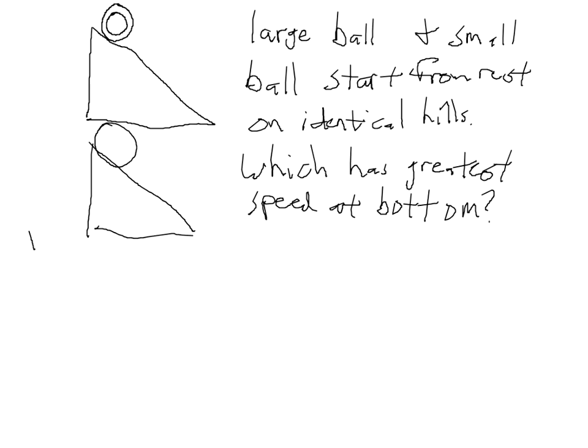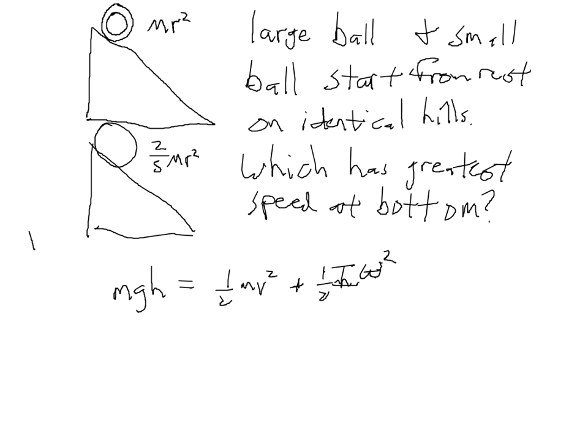Okay, are you ready? Well, we need to know the moment of inertia of the two objects in order to answer this question. The moment of inertia of the hoop is mr squared. The moment of inertia of a ball is 2/5 mr squared. Let's look at the conservation of energy equation that we used earlier. Potential energy at the top is going to have to equal the sum of the rotational kinetic energy and the 1/2 mv squared translational kinetic energy at the bottom.